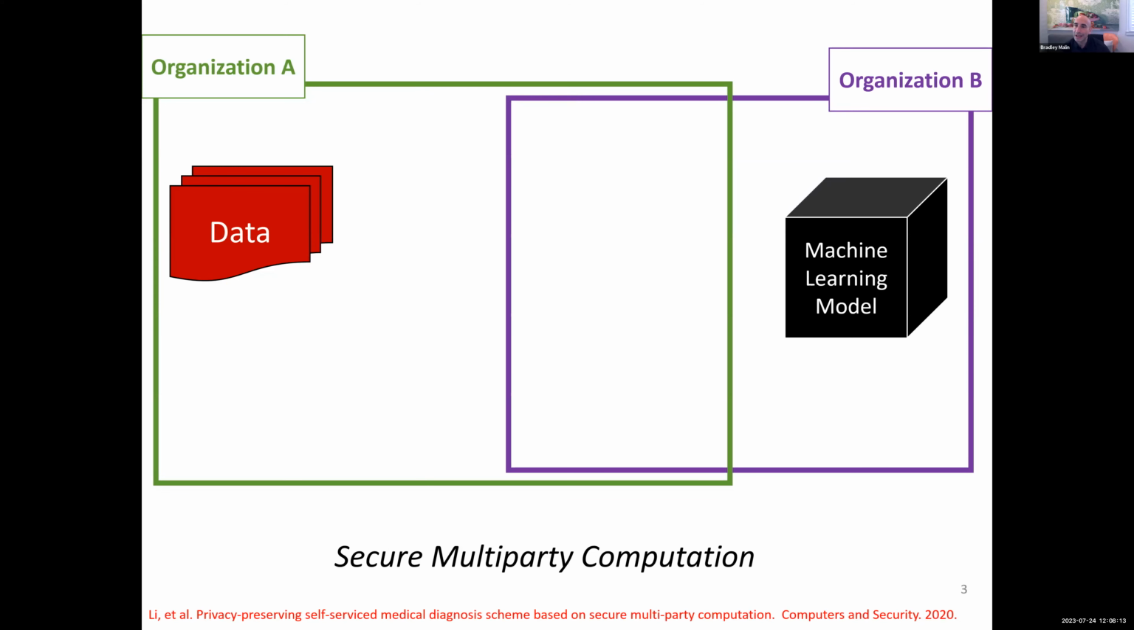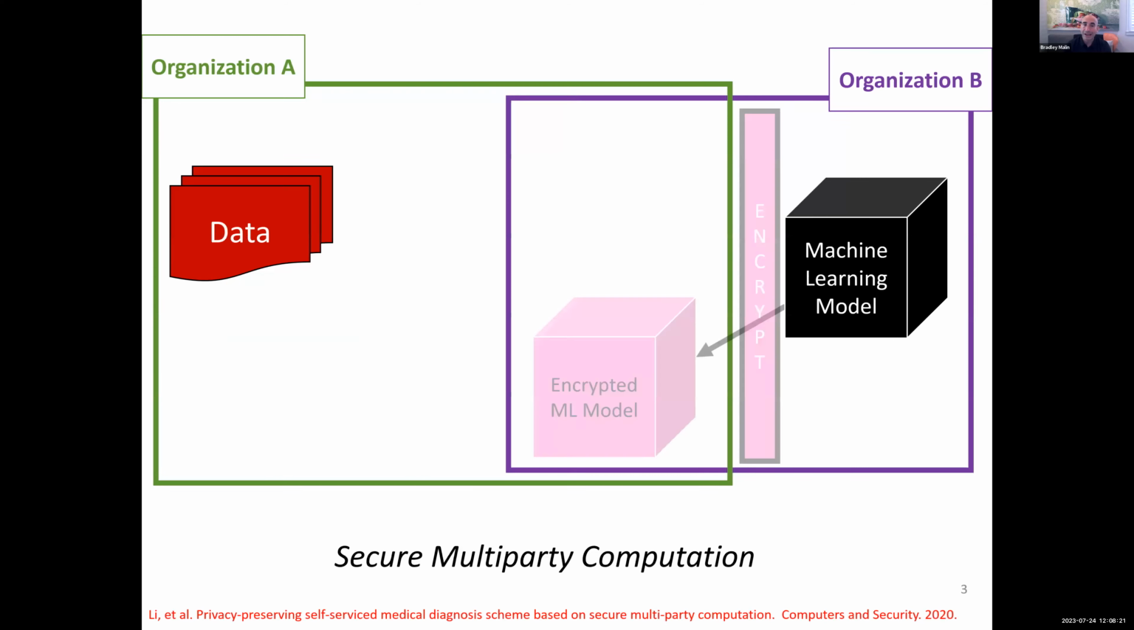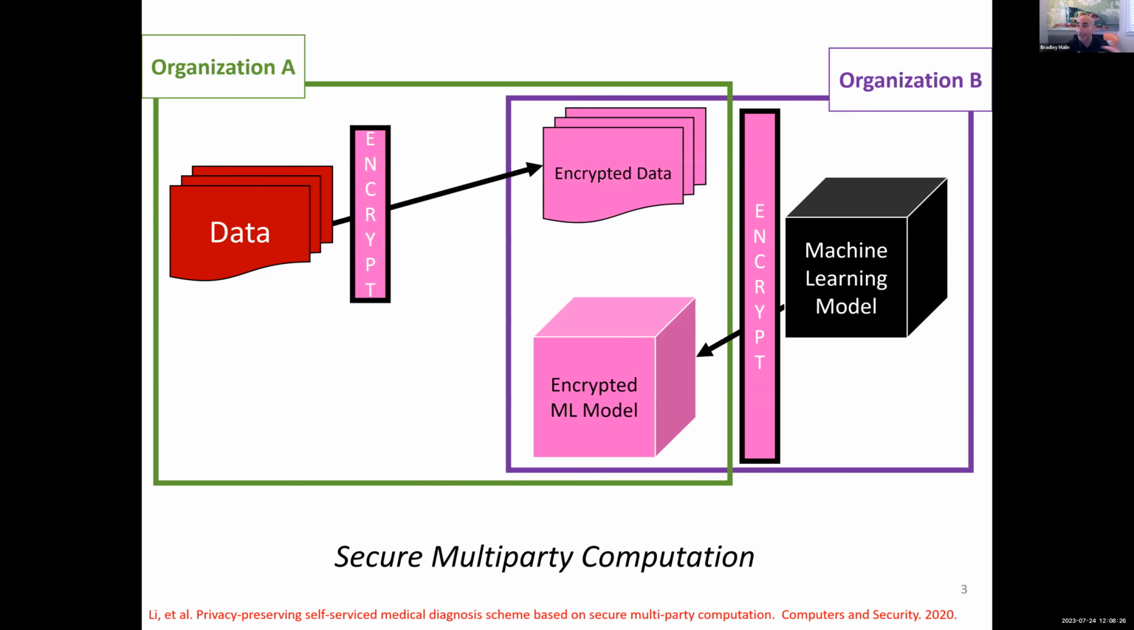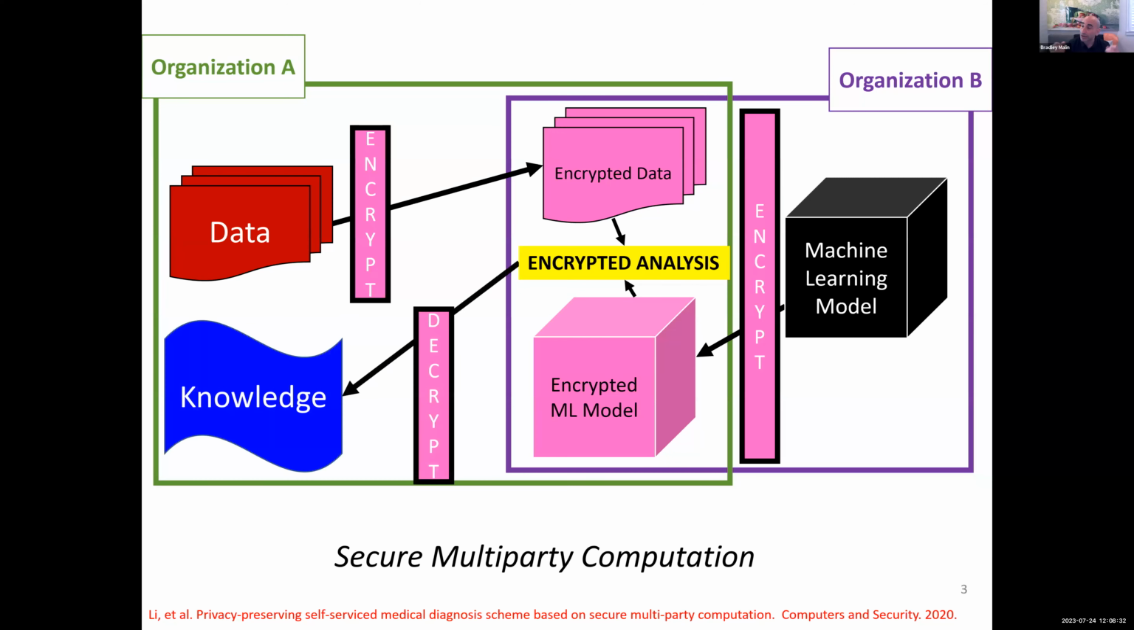Where SMC has also started to go is this notion of joint analysis, where you have one organization with data and another organization that wants to learn a model. They're both going to encrypt what they're working on, so the data gets encrypted and the machine learning model gets encrypted. They jointly perform some analysis, and then there's some result, some new knowledge or some new analytic result, that gets sent back to the organization that had the data. Then it's up to them to decide whether or not they want to disclose it to organization B in this situation.